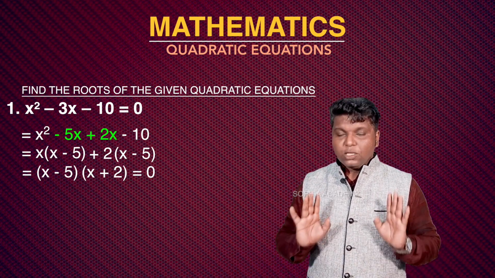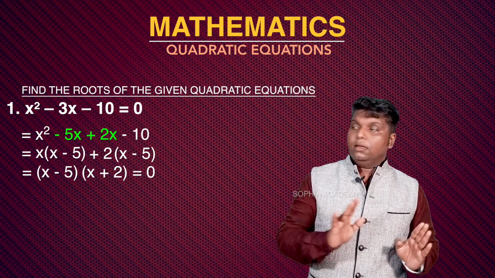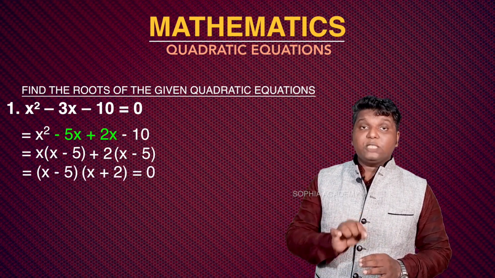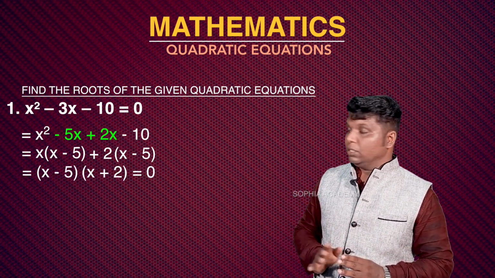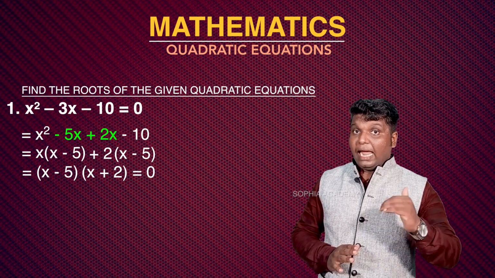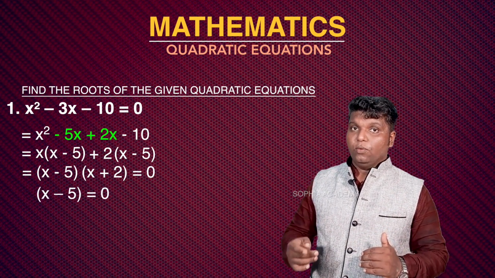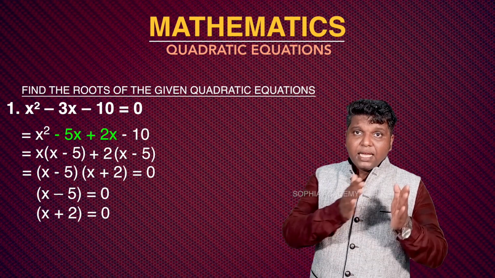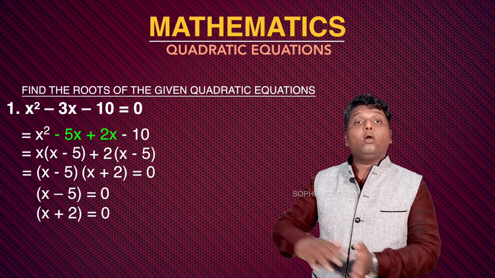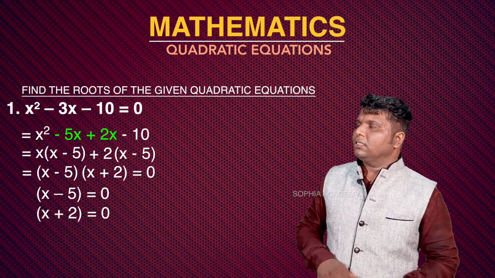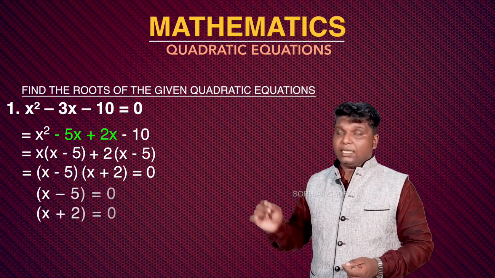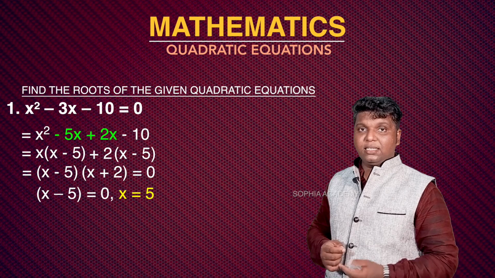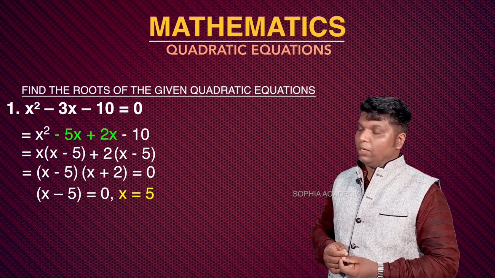Is that clear? So that's why we can say, in this statement, (x minus 5) into (x plus 2) is equal to 0. That means x minus 5 is equal to 0 or x plus 2 is equal to 0. That means the first factor should be 0 or the second factor should be 0. Let us take the first one. If x minus 5 is equal to 0, then definitely x is equal to 5. You got the x value as 5.